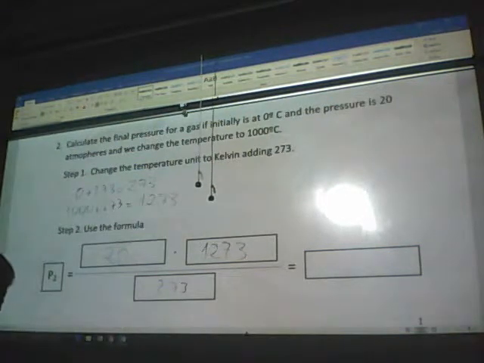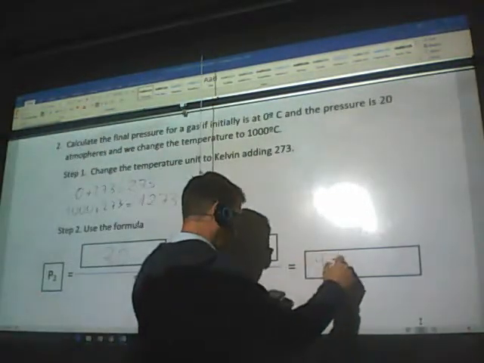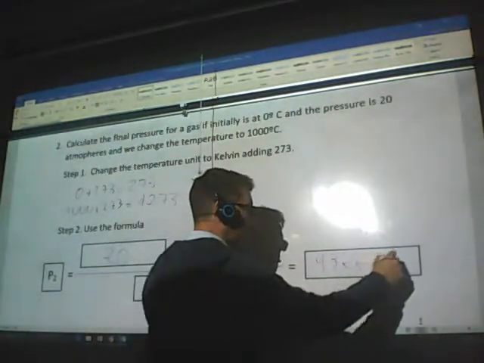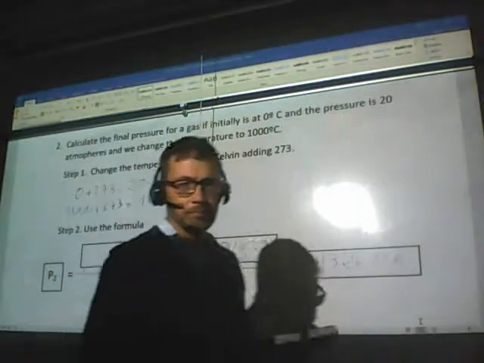1273, take your calculator and you do 20 times 1273 divided by 273. That is 93.26 atmospheres. So as you can see, as you get more temperature, you get more pressure. Okay?